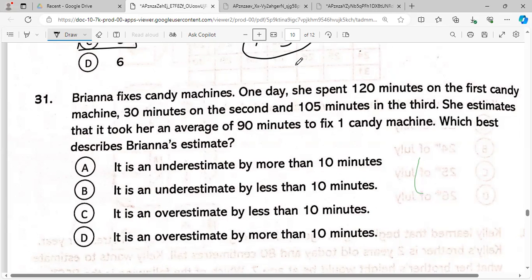Brianna fixes candy machines. One day, she spent 120 minutes on the first candy machine, 30 minutes on the second, and 105 minutes on the third. She estimates that it took her an average of 90 minutes to fix one candy machine. Which best describes Brianna's estimate?